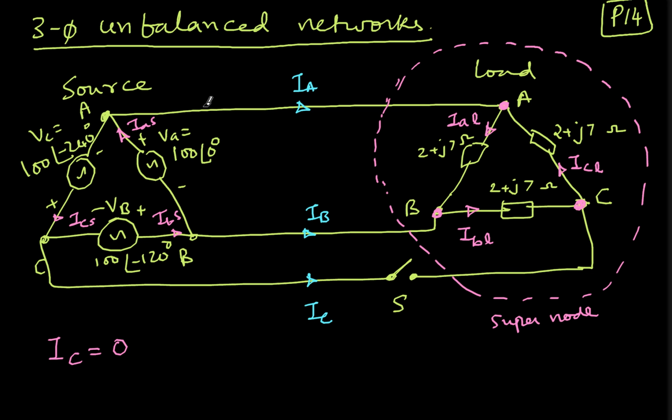The currents entering the supernode will be equal to the total currents exiting the supernode. IA is entering the node, and whatever happens inside, we don't care. IB is also entering, but IC is not, IC is 0, we already established that. Therefore, IB plus IA will be 0. So that is KCL for a supernode.